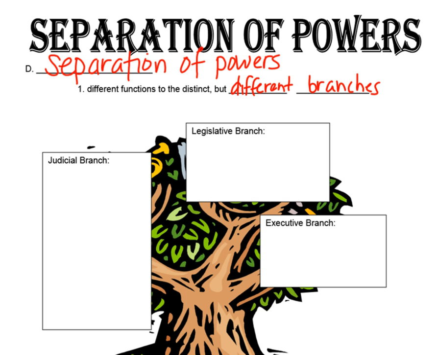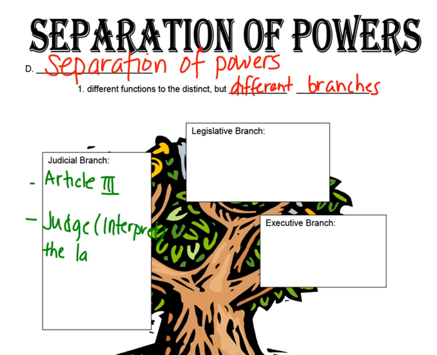All right, so the first one, the judicial branch, let's talk about. First of all, this was put together in Article 3 of the Constitution. Secondly, this is going to judge or interpret the laws. All right, and on the federal level, we're talking about the Supreme Court here. We're also talking about all the other federal levels of courts, but for your purposes, the Supreme Court.